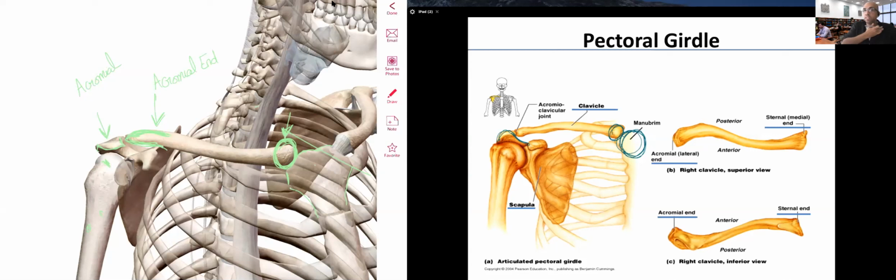And is this directed towards the midline? Is it close to the midline, or is it located far away from the midline? On the clavicle, you see here, this is my midline. This end of the clavicle is far from the midline compared to this end. So this end is the medial end. The other name for the acromial end is also the lateral end.